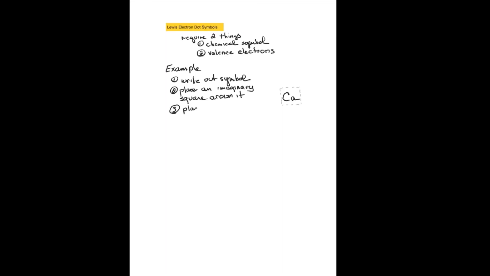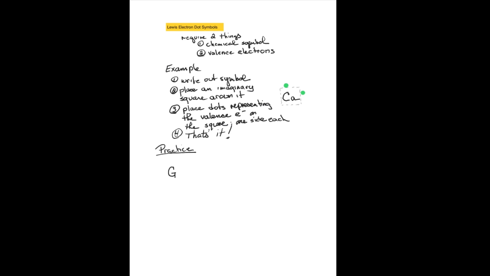And so what you're going to do then is you're going to place the dots that represent the valence electrons around the calcium on the square. At first, you're only going to put one dot per side of the square. So there's one there and one there. So that's all you have to do to make a Lewis electron dot symbol. So now let's do some practice problems.